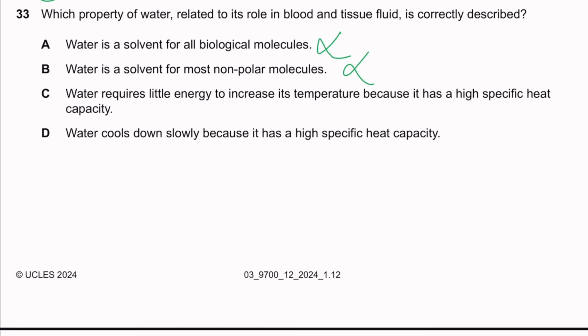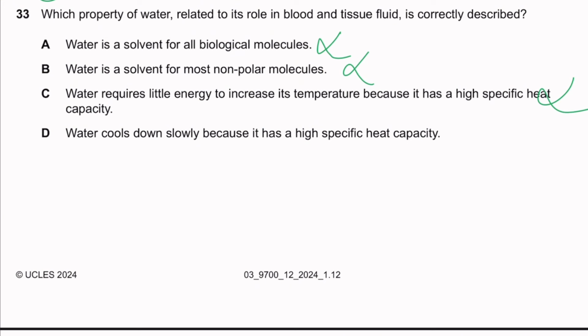Water requires little energy to increase its temperature because it has high specific heat capacity. Actually, if it requires little energy, then it has low specific heat capacity. So the entire statement is wrong, and so C is wrong. This leaves us with D. Water cools down slowly because it has high specific heat capacity, and that makes more sense.